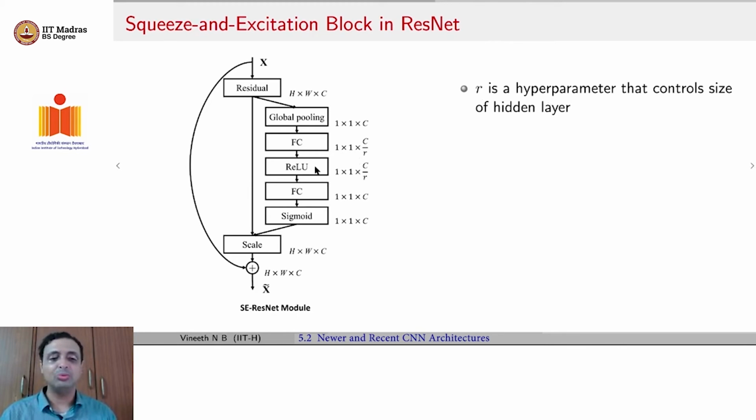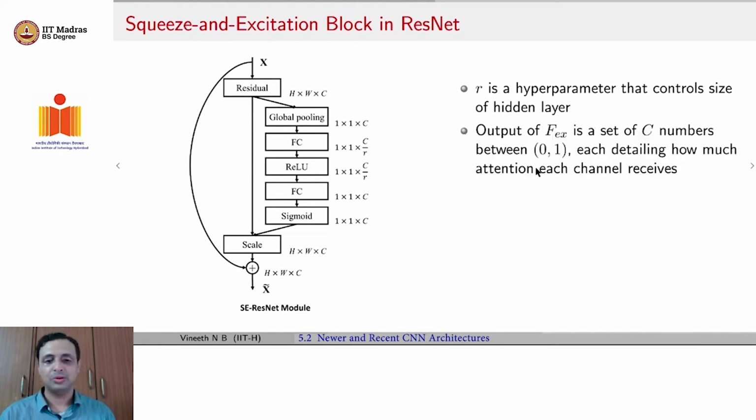Then you perform a ReLU. Then you again increase the size back to c and then do a sigmoid and then send it back to scale and improve the original volume that you got in the residual block. So this is known as the SE ResNet, where the squeeze and excitation block is embedded into the ResNet module.